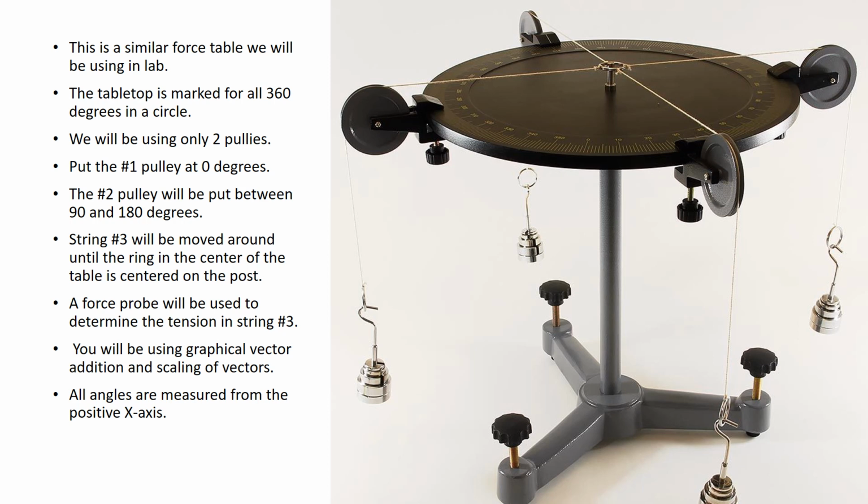To start off, one of the pulleys you'll want to put at 0. That will be your number 1 string. The number 2 string will go somewhere between 90 and 180. I believe it tells you to do 130 or 140 degrees in the directions. So do that, and that's where your 2 pulleys will be. And then you'll take your force probe and move it around somewhere in the opposite direction of the other strings until the ring in the center is centered on the post. At that point, there is no net force. You'll record what the angle is and what the force is from the force probe.